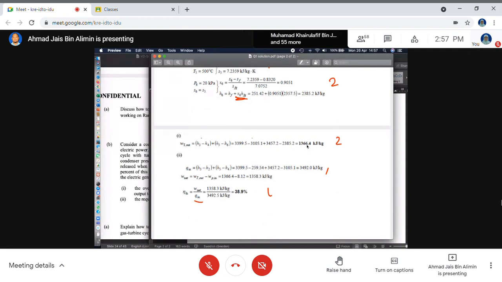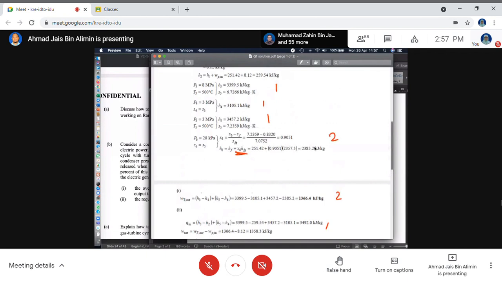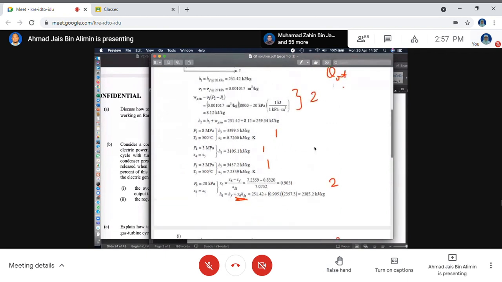Ramai pelajar dia tulis nombor tapi tak letak unit. So bila saya buat semakan ataupun nak bagi markah, saya tak pasti awak tulis ni adalah untuk efficiency ataupun untuk nilai tenaga masukan ataupun tenaga yang terhasil. Is it Q in, Q out, work in or work out, or is it the efficiency? So it's important that you put down clearly what are the units that you decided to use for the numbers that you put on your answer script.